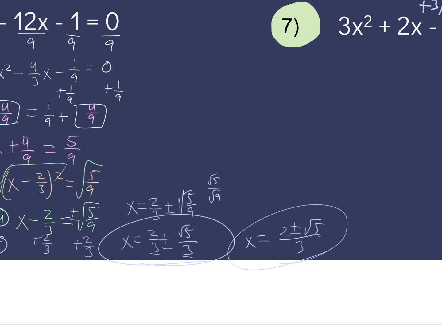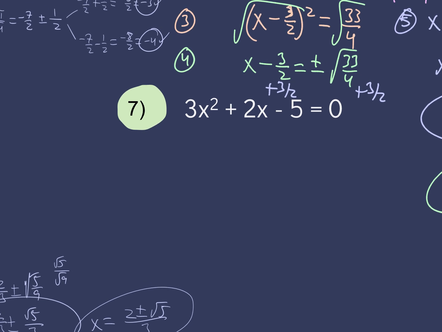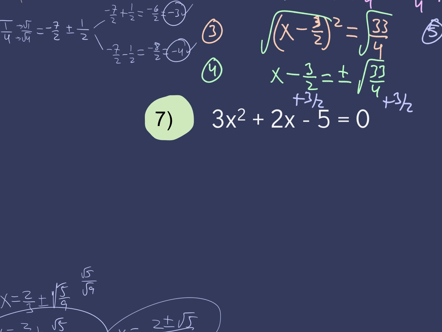All right, and now let's try number 7. Number 7 is a similar one. There's one thing we want to do first before we start the steps that we've been doing for all these problems, and that is get rid of the number in front of the x squared. So to do that, let's divide everything by 3. Divide by 3, by 3, by 3, and by 3. So this 3 and this 3 cancel. We should get x squared plus 2x over 3 just stays. You can write it 2 over 3 x, and then minus 5 over 3 equals 0 over 3, which is just 0.